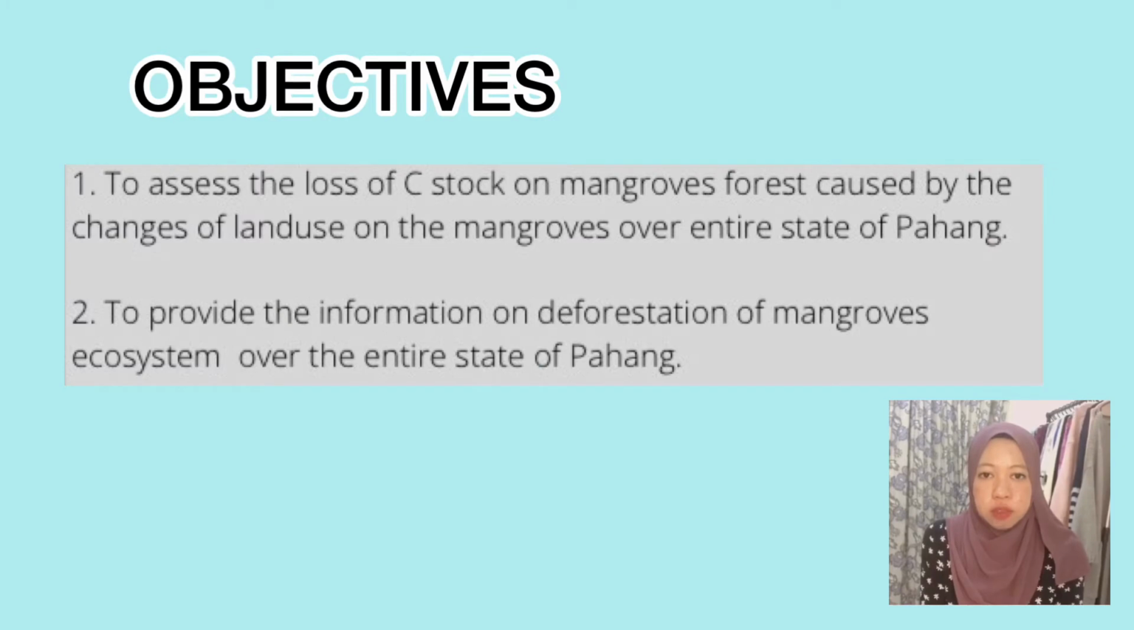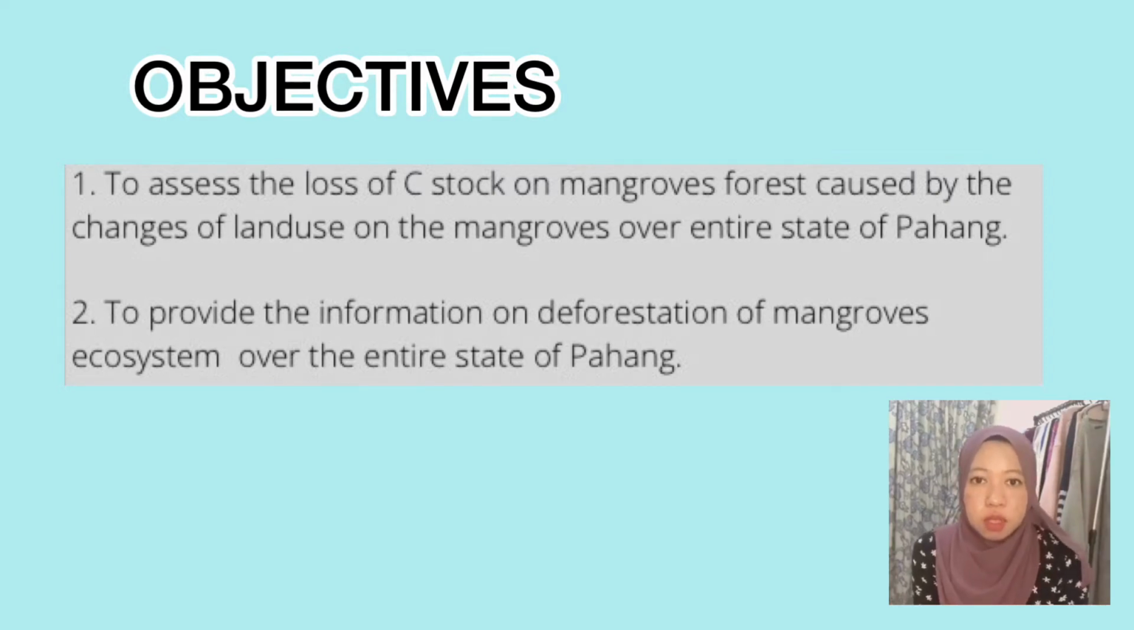For objectives, first, to assess the loss of carbon stock on mangrove forests caused by the change of land use of mangrove over the entire state of Pahang. The second objective is to provide information on deforestation of mangrove ecosystem over the entire state of Pahang.